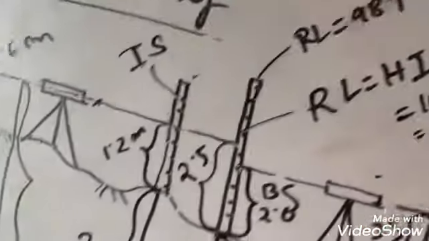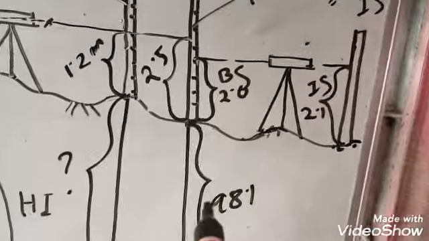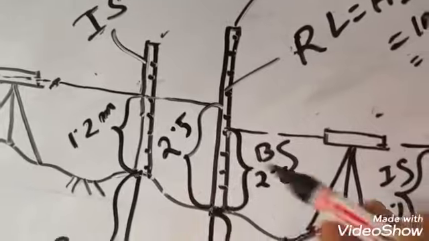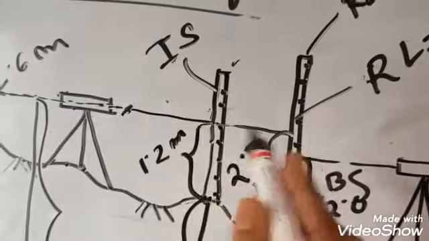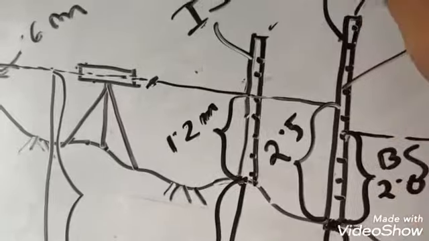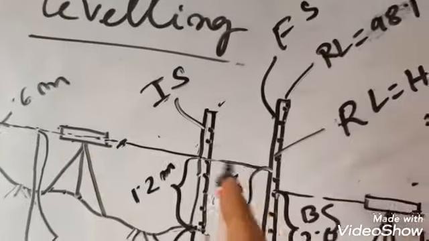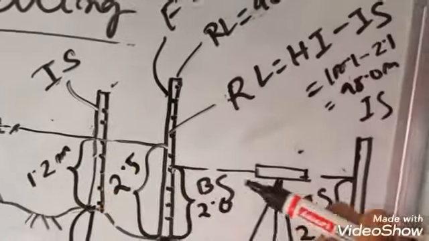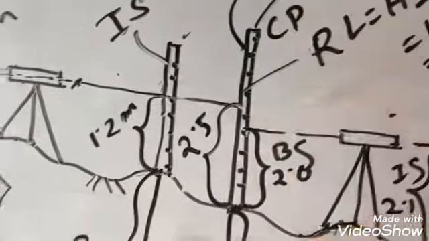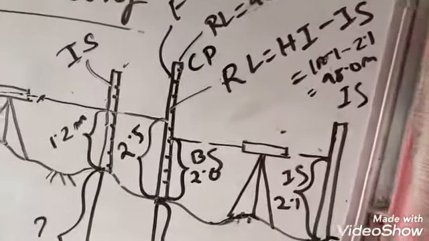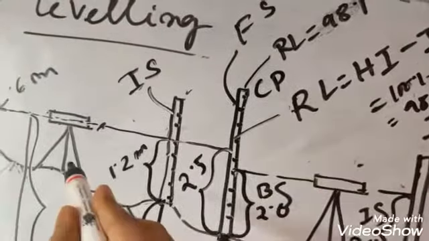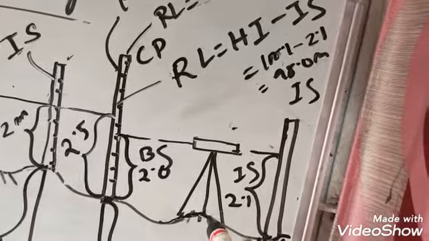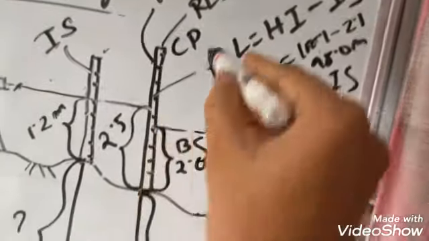And again the last point will be called FS. This is the point at which we are taking the FS and the BS both, because this is the last point from this position. This is the FS from this position, and this is the BS from this position. So the point at which we are taking FS and BS is called change point, because this is the last point of survey from this position, and this is also the first point of survey from this position.